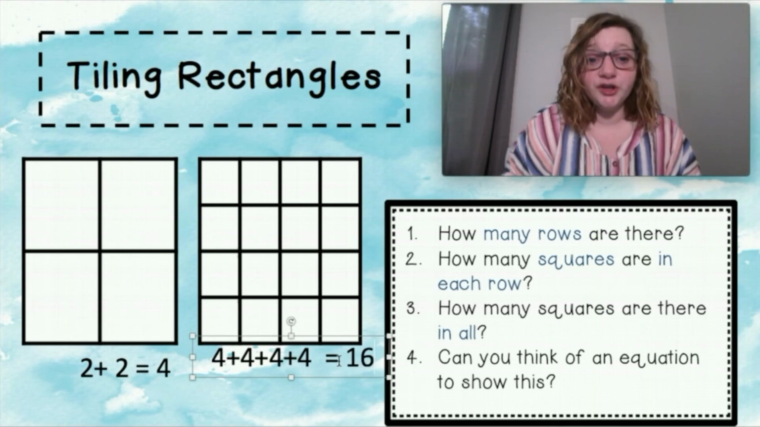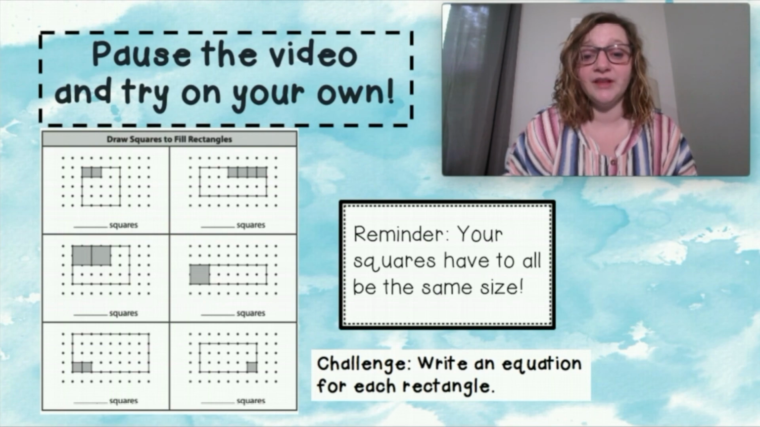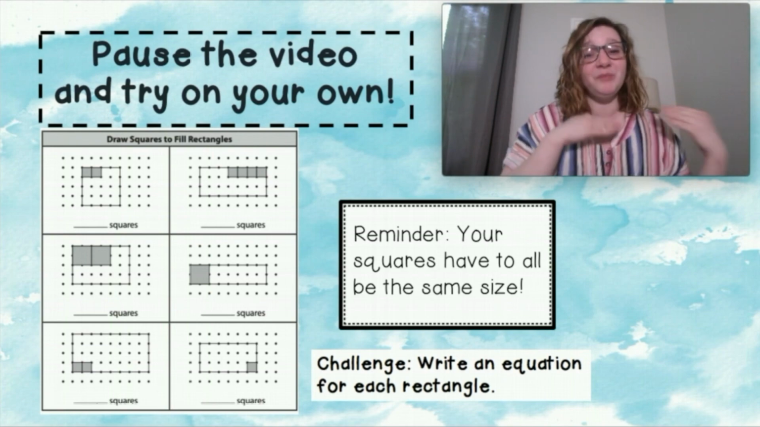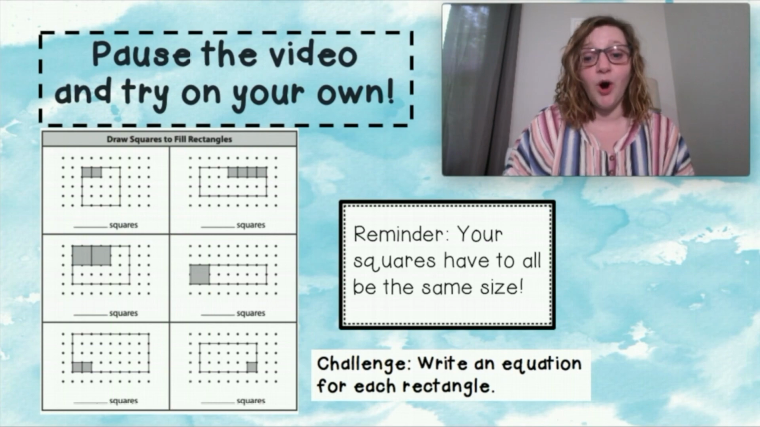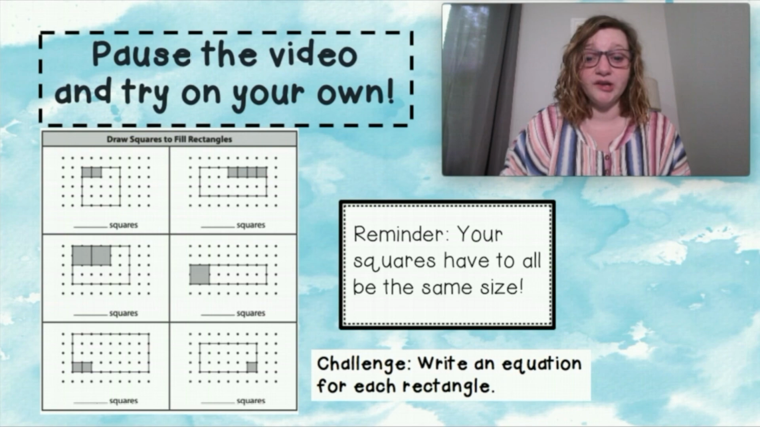Okay, now it's your turn. All you're going to be doing is drawing in squares to fill in the rectangles. Now it's really important that all of your squares are the same size. If they're not the same size, are the tiles going to look correct? No. Are you going to be able to have perfect rows? No. So it's very important to remember all your squares have to be the exact same size as the ones that are already drawn for you.